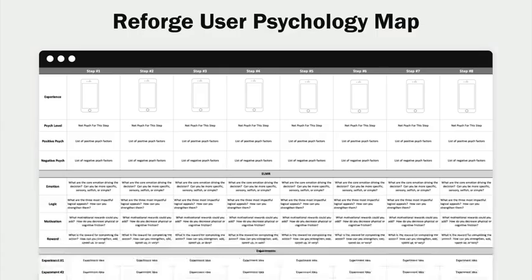Along the way, we've provided the Reforged User Psychology Map. This will help you sum up all of the principles and key concepts for your specific product in one place. In the next section, we're going to start diving into the Elmer framework.